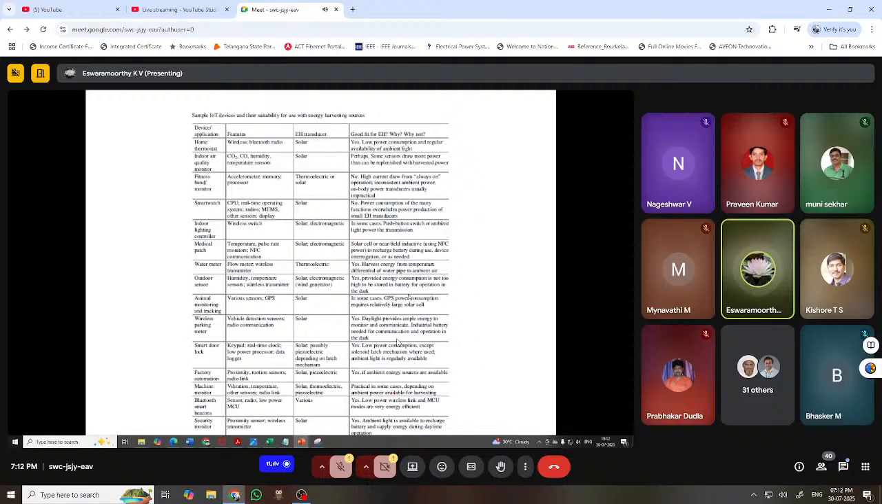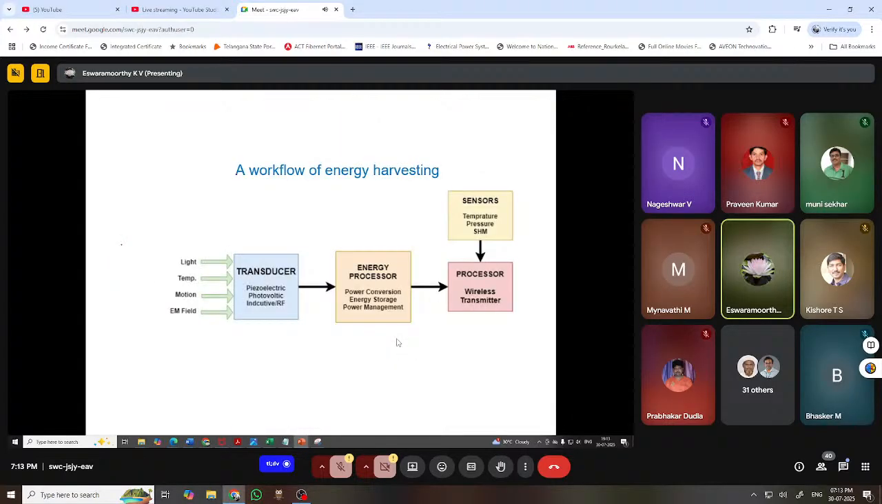Yes, everything is possible, but you have to ensure that, for example, if you use a thermoelectric in the water meter, you have to maintain the temperature difference between the top and bottom plate of the thermoelectric material so that you can get some voltage. That is important. You have to see everything like this.